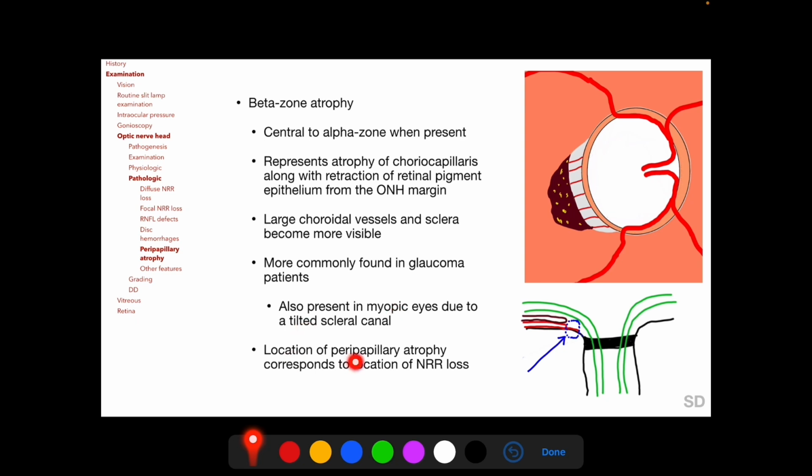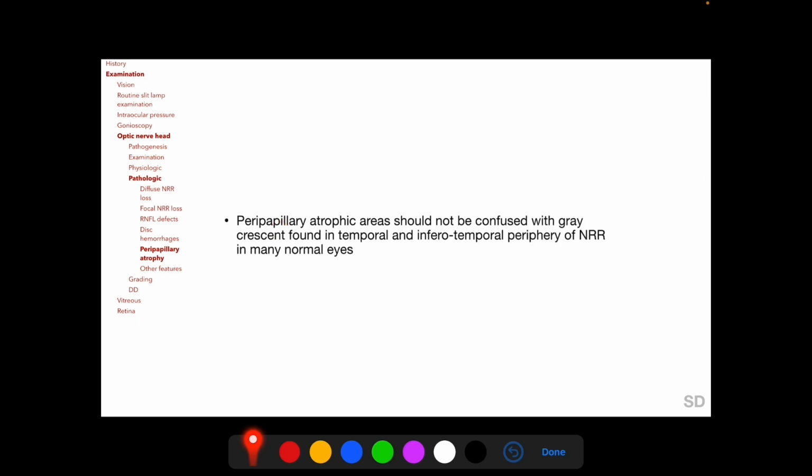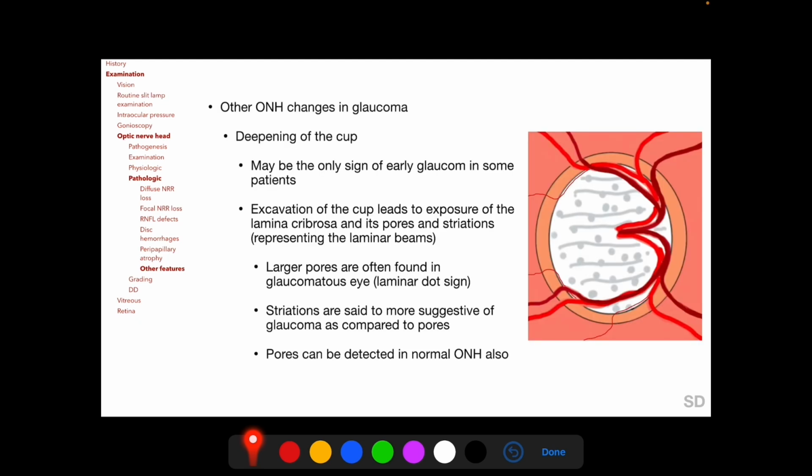The location of peripapillary atrophy corresponds to the sectors of neuroretinal rim loss. Peripapillary atrophic areas should not be confused with gray crescent found in temporal and inferotemporal periphery of the neuroretinal rim in many normal eyes. Other optic nerve changes in glaucoma include deepening of the cup, which may be the only sign of early glaucoma in some patients. In advanced glaucoma, deep excavation of the cup leads to exposure of the lamina cribrosa and its pores and striations.